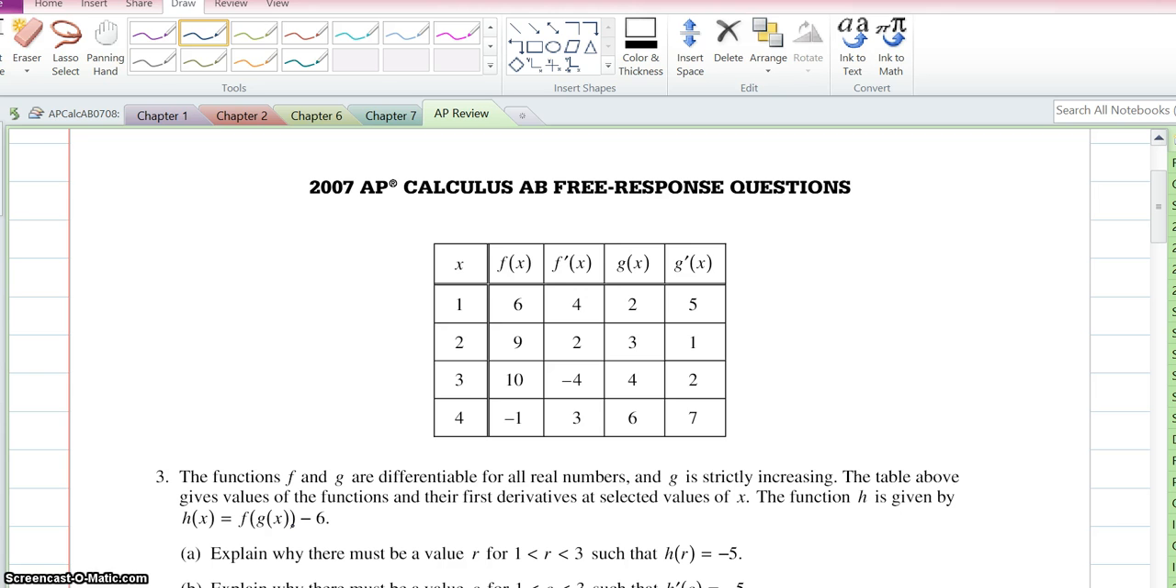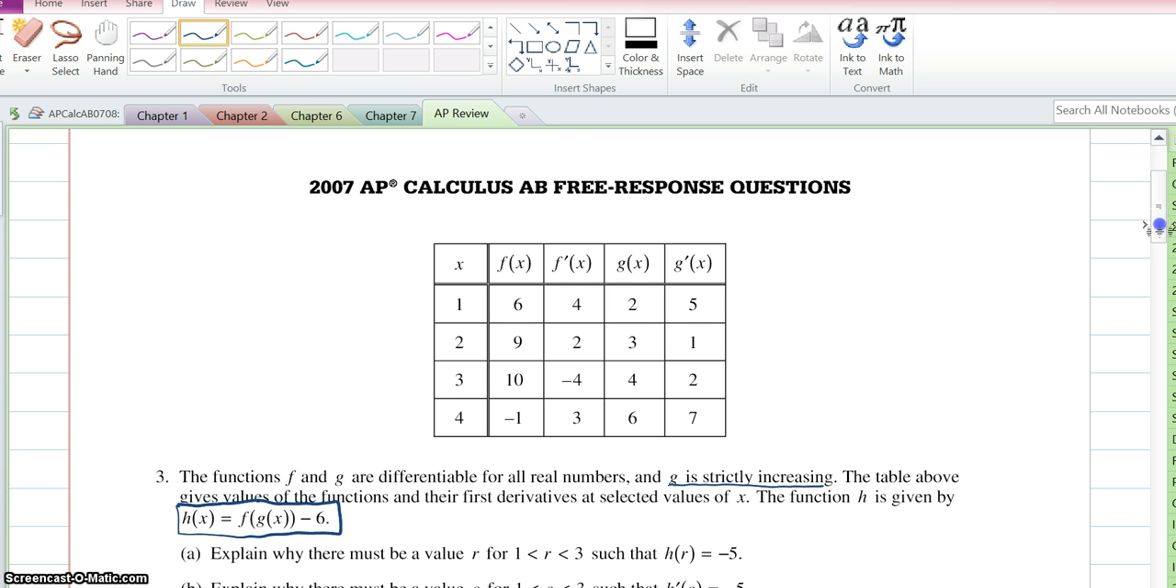And it says the functions f and g are differentiable for all real numbers, and g is strictly increasing. That might become important. The table above gives values of the functions and their first derivatives at selected values of x. The function h is given by this function. So h of x is f of g of x minus 6.